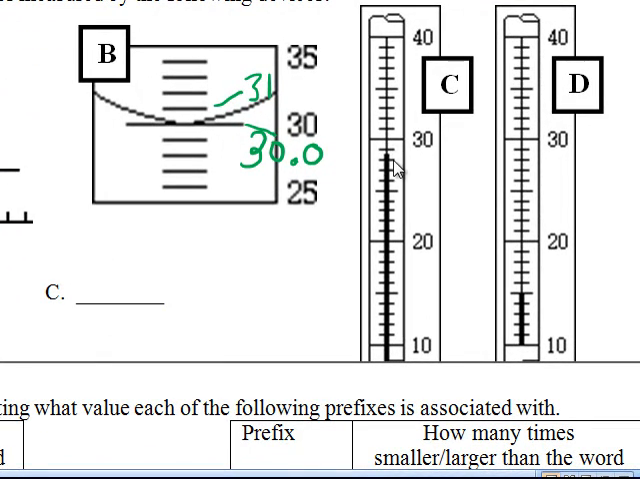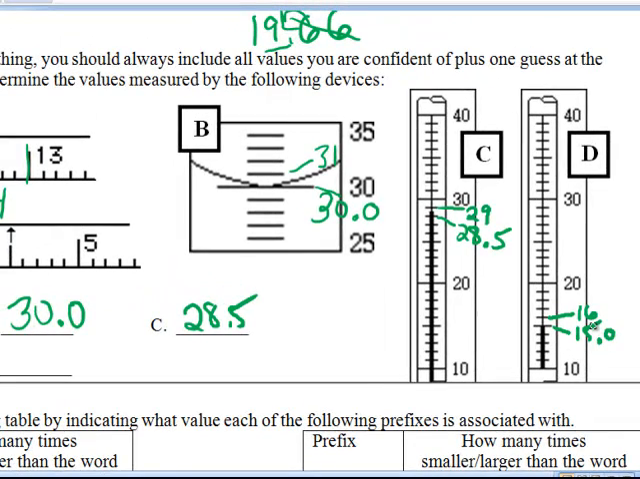So now the next one. Here is 28, and here's 29. It's somewhere between 28 and 29. I think it's about halfway there. So I'm going to say it's about 28.5. And this one is 15, and this line's 16, and I think it's 0/10 of the way between the two. So it's 15.0. And then finally, this is 4, this is 5, this is 4.5, and the next line up is 4.6. I think it's 0/10 of the way between the 4.5 and the 4.6, so I say it's 4.50.